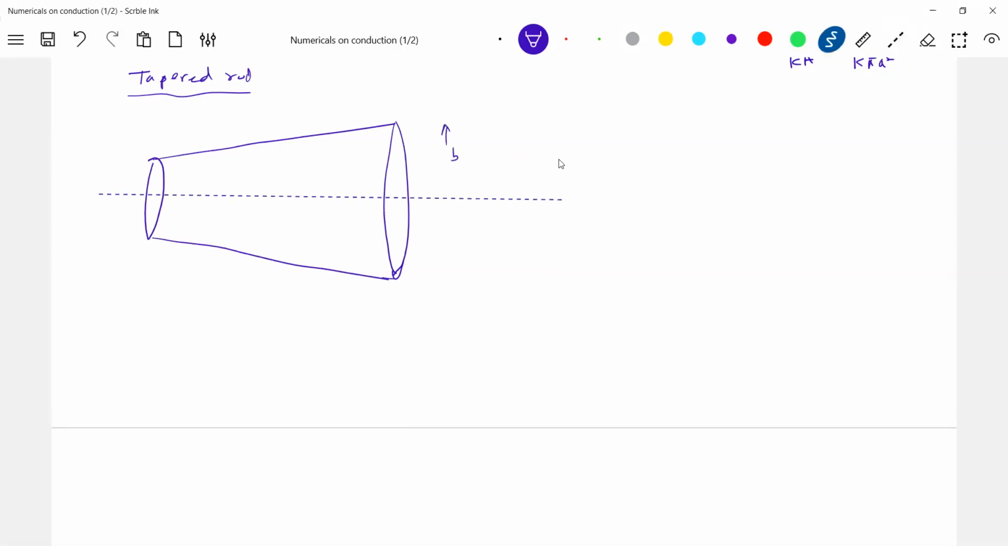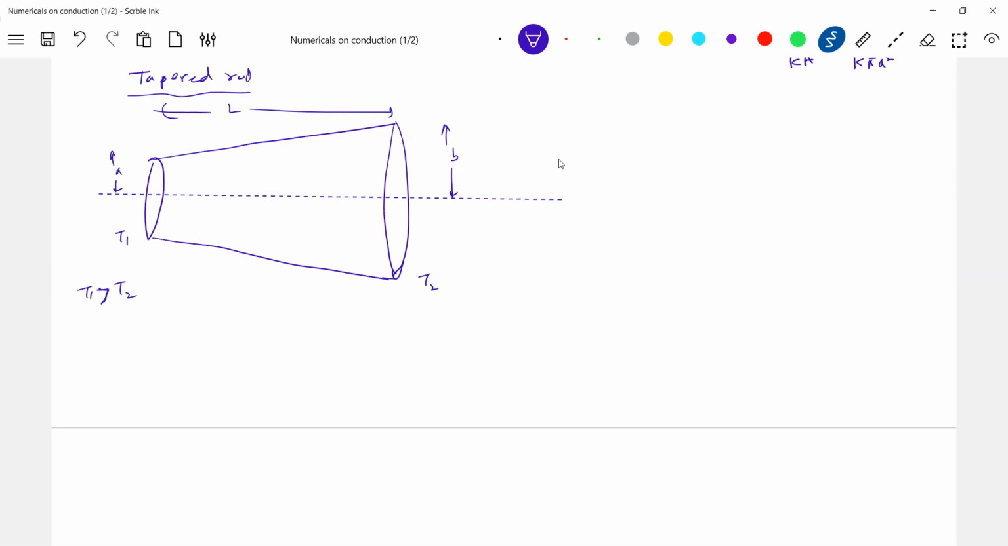This is B. This is A. The length of this rod, let it be L. Let this be at higher temperature, T1, and this be at low temperature, T2, with T1 greater than T2.